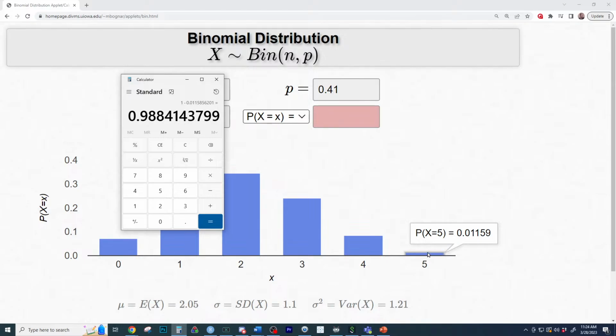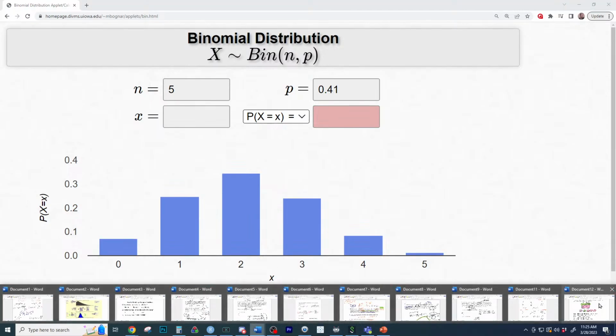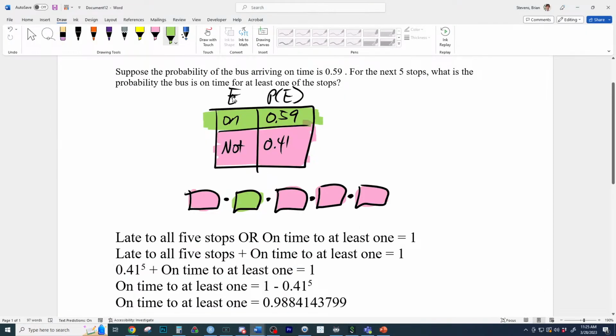0.1159 right there. It's not p hat though. This is not p hat. It's a good question. This is just a probability right here. So this would not be p hat though. P hat means sample proportion. So this is just a probability. So this is the event and the probability of the event.